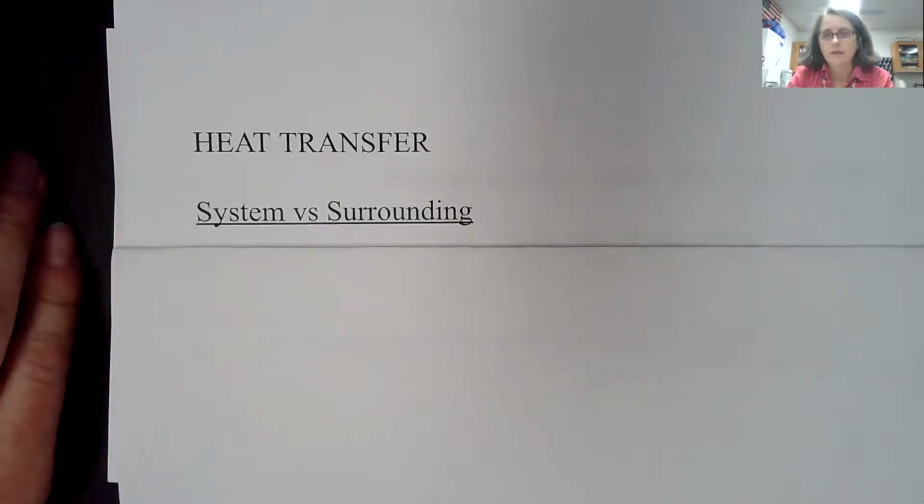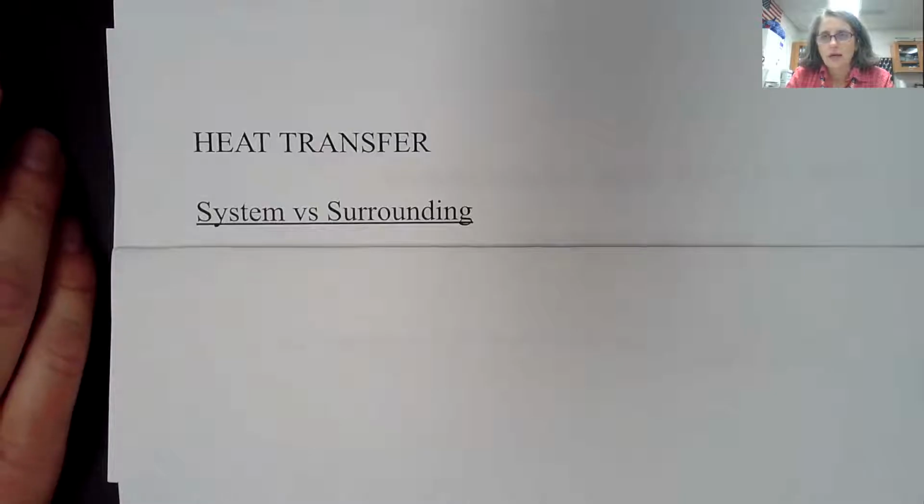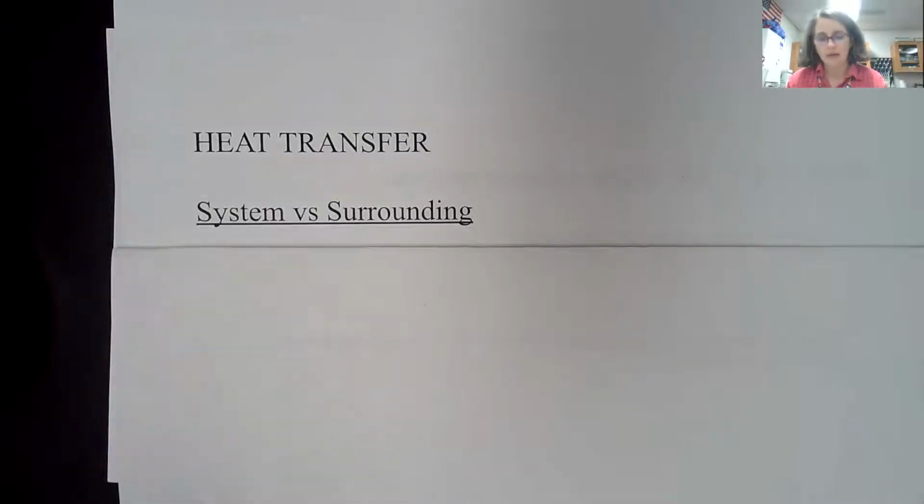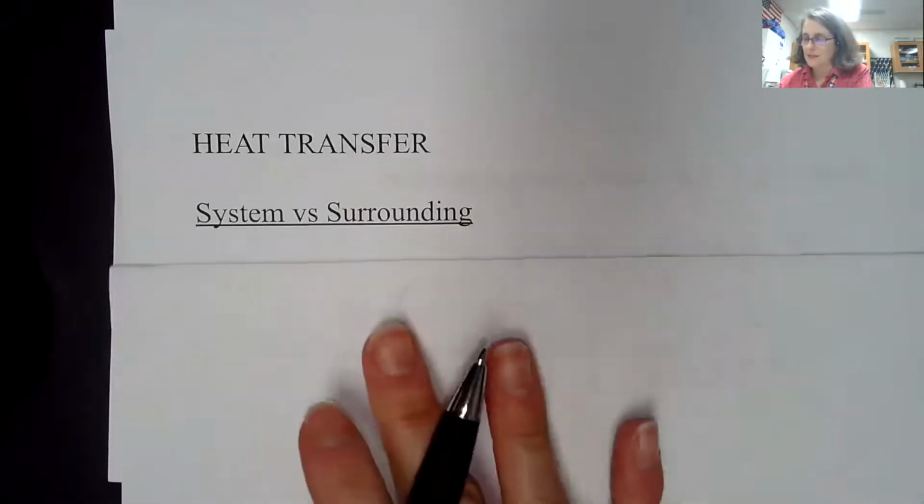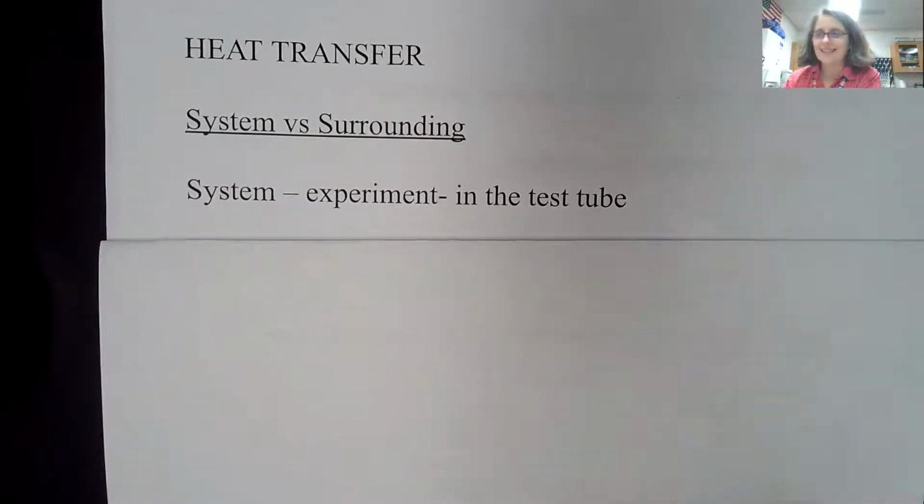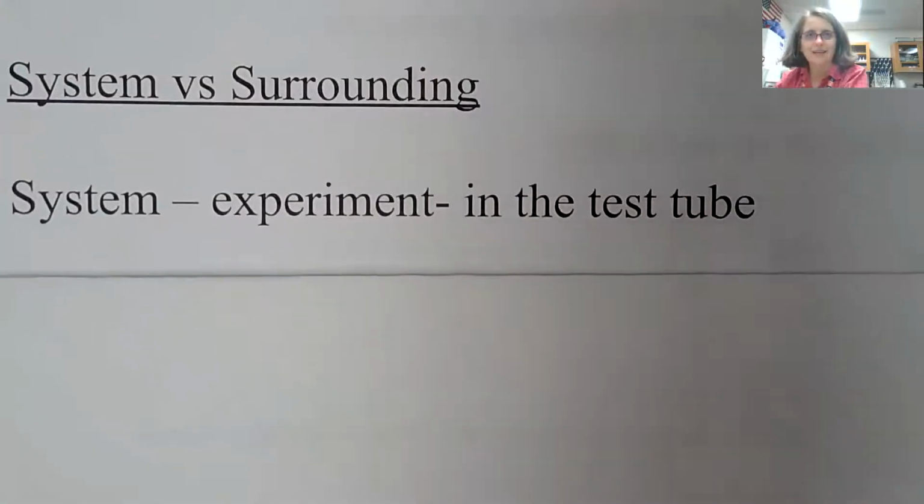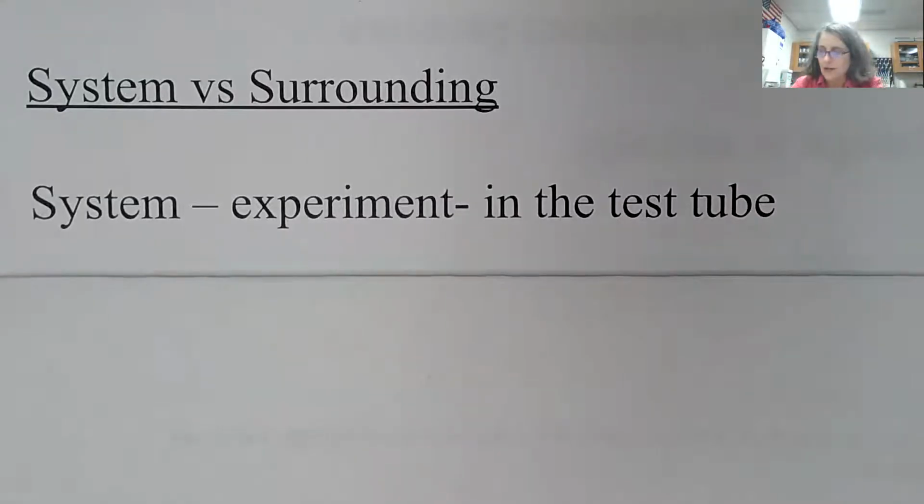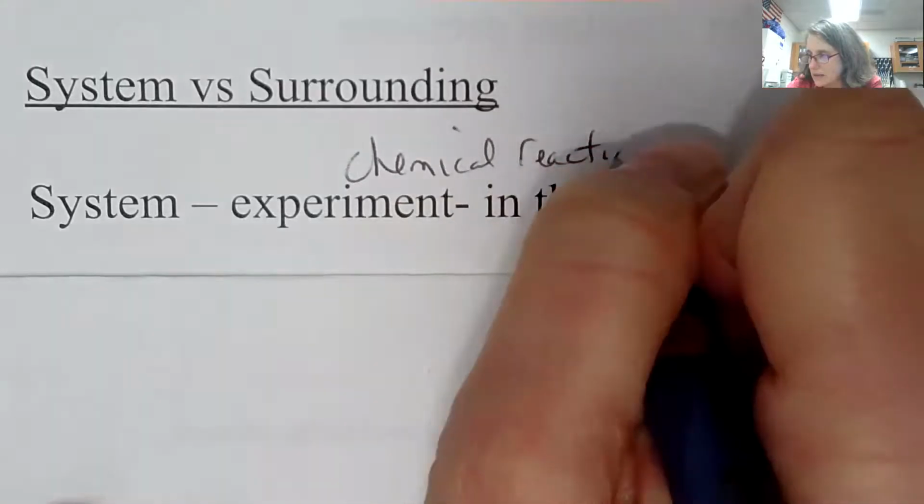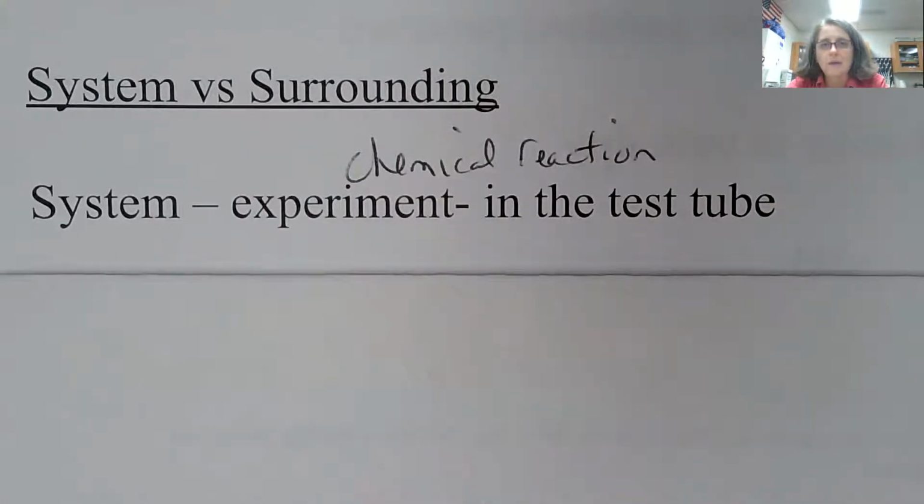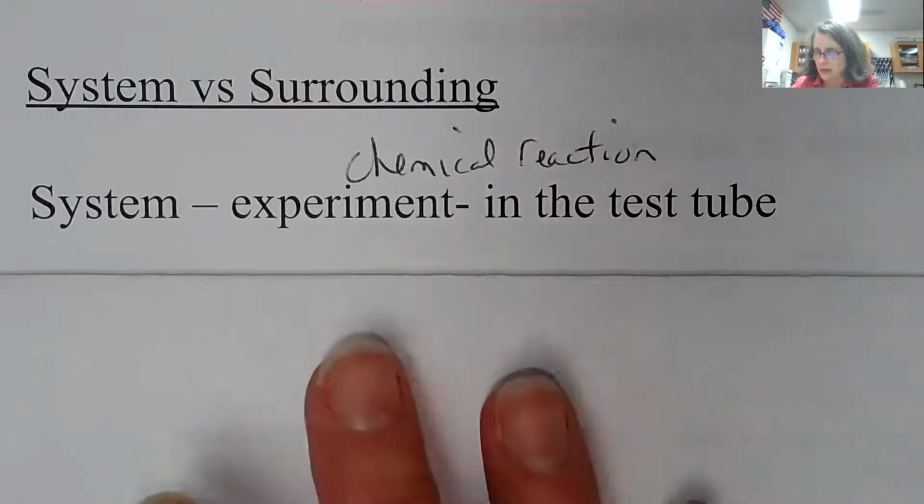And again, what we're focused on is, what is the system in a chemical process and what is the surroundings. So the system is going to be the experiment in the test tube, okay? So if I have a chemical reaction, what exactly is in the test tube? That's always going to be how we define a system in thermochemistry: the experiment itself. So the chemical reaction that is taking place, what is in the test tube, beaker, whatever it happens to be.